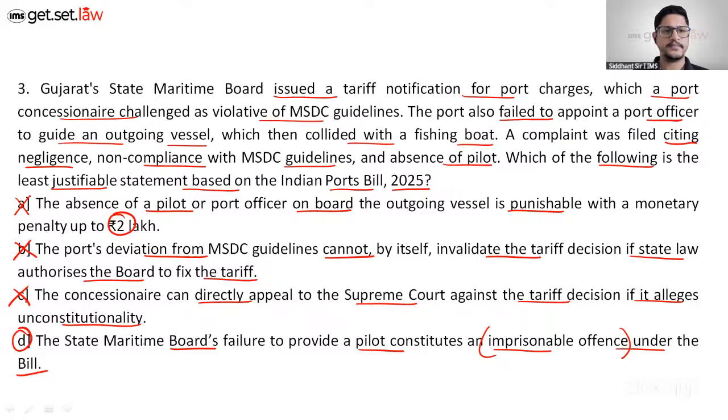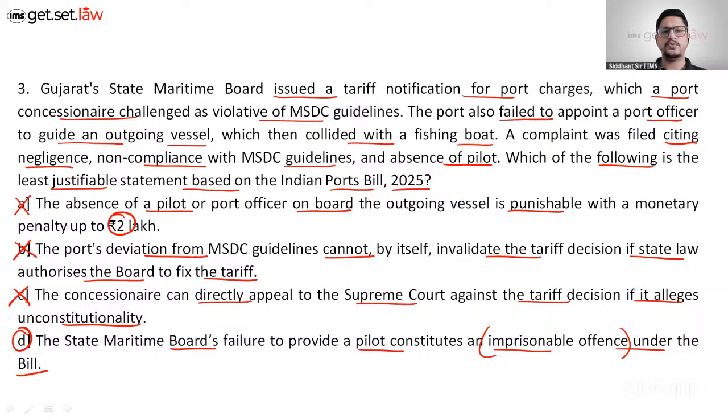Got it, Ameya? So basically, over there two things were mentioned. One, they have not appointed a pilot, and a port officer, not a pilot, a port officer. That is where they have been negligent. And also, the concessionaire is challenging that the board is violating the guidelines. That means the concessionaire is not ready to follow what the board guidelines are, which is also wrong. So the complaint was filed citing negligence, non-appointment of the officer, non-compliance with the guidelines, and absence of the pilot. Now it says which of the following is the least justifiable statement based on the ports. Who is going to justify this? It's the concessionaire.